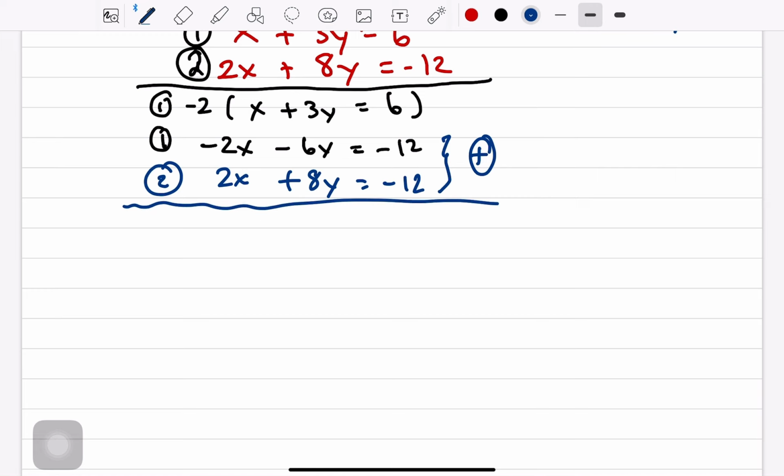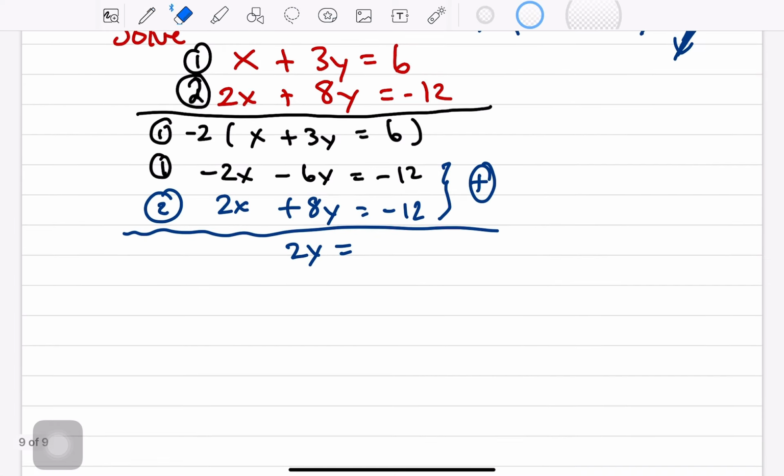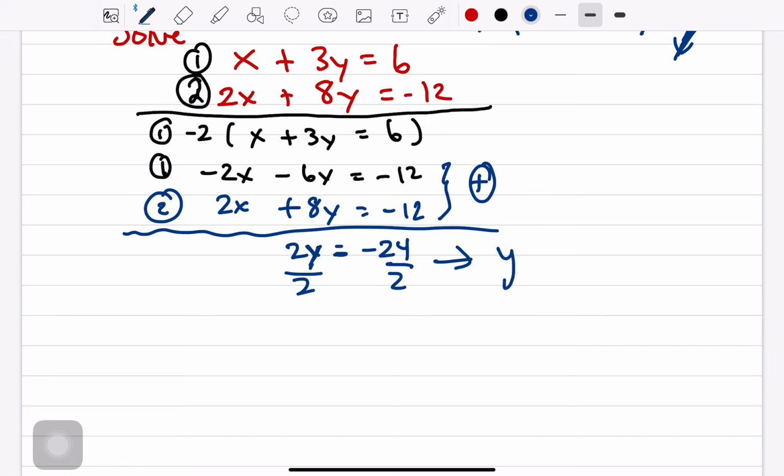So I'm going to draw this little squiggly line. And I'm going to add 1 and 2. So negative 2x plus 2x is 0. Okay. Negative 6y plus 8y, this is going to be 2y, equals, and then in this particular case, we have negative 24, right? I was about to say 0, but negative plus negative is more negative, so negative 24. So now, in order to solve for y, we need to do the basic math, right? We need to go ahead and divide both sides by 2, and this leaves us with y equals negative 12.